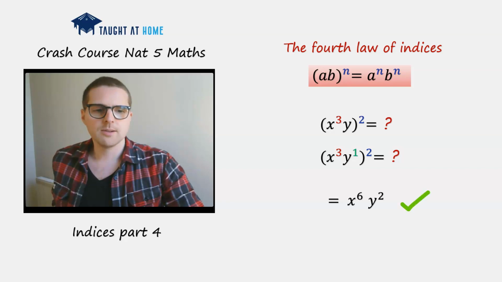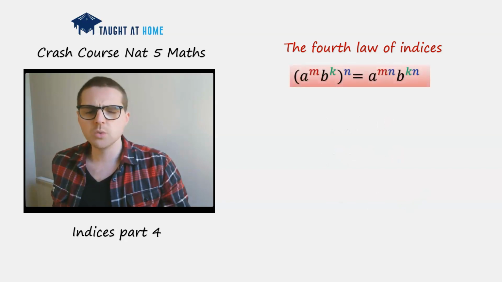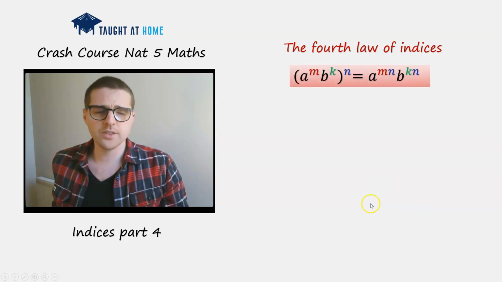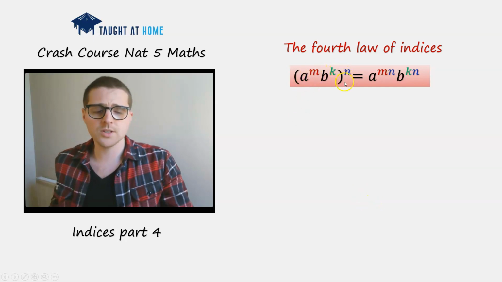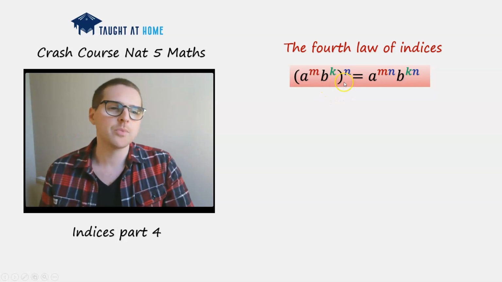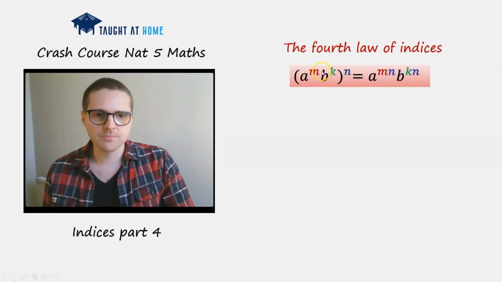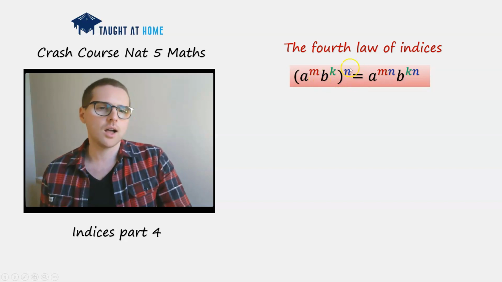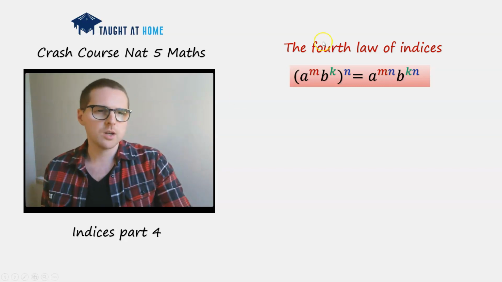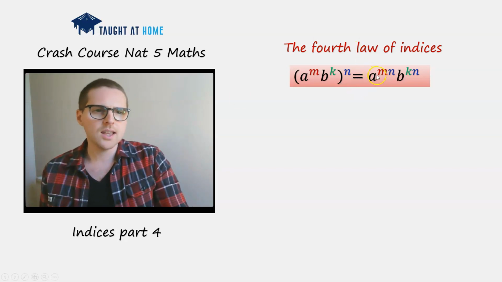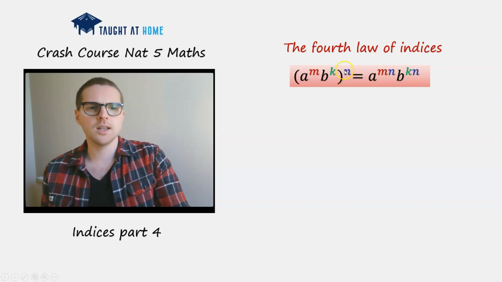I'll have one more example here. So we can extend the fourth law of indices to be this: (a to the m, b to the k) all raised to the power n. So all this is saying is that when we've got something like this inside the brackets that have been multiplied together, and everything in that bracket's been raised to another power, we're multiplying each term, so each of the indices, by the index of the bracket.